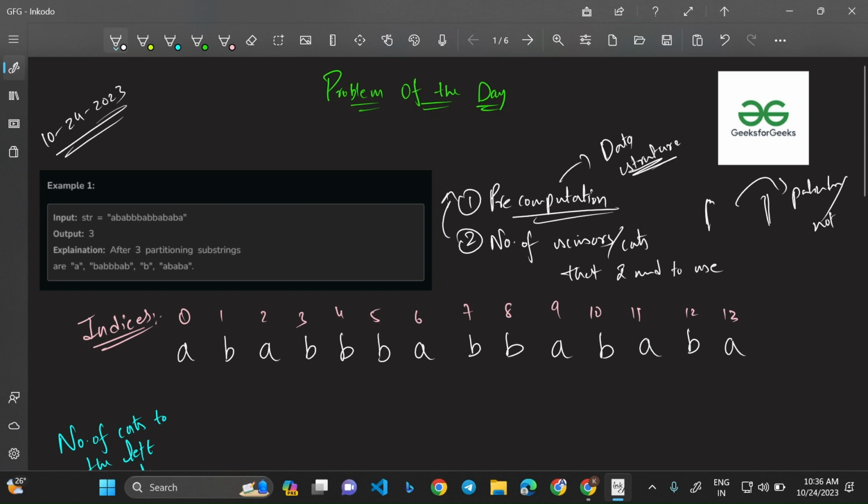And the second thing: once we get an idea of whether a particular substring is a palindrome or not, I'll try to put the cut, the scissor, there, and I'll try to cut, and if that result gives me an optimal answer, then that is fine. Okay, now let us talk about pre-computation. How are we going to do it?